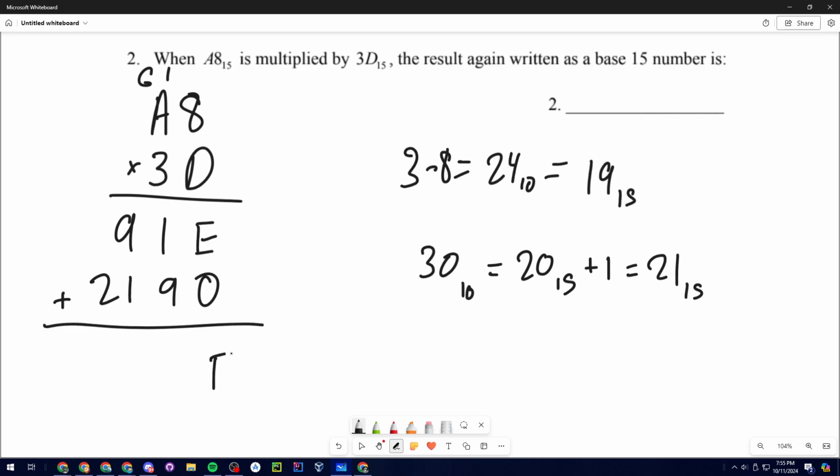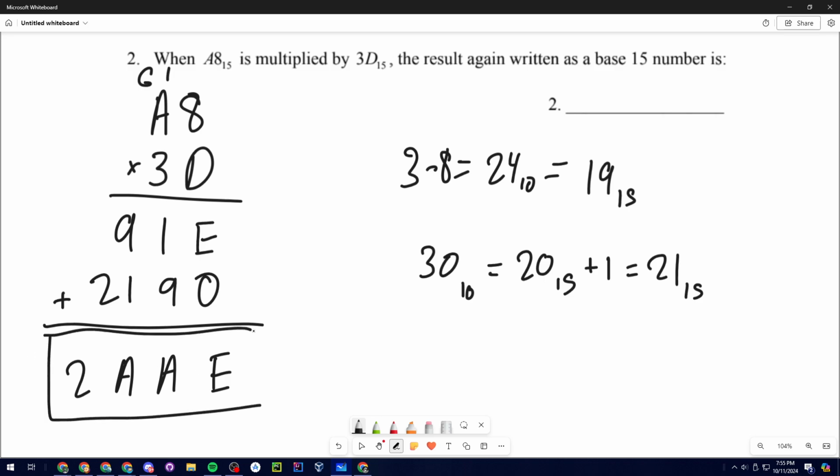So adding them, we get e. 9 plus 1 is 10, so that's a in base 15, same here, and then a 2. So 2aae is your answer.